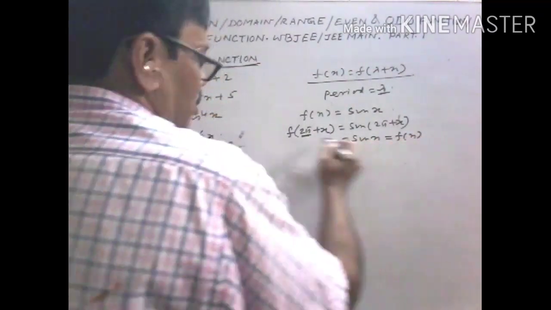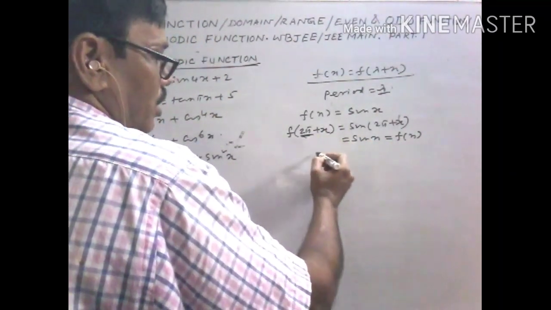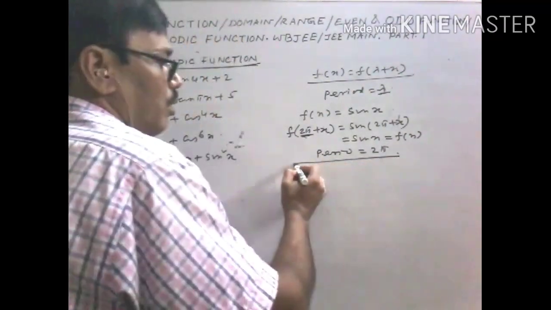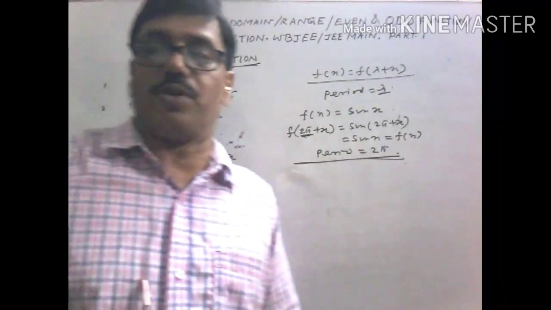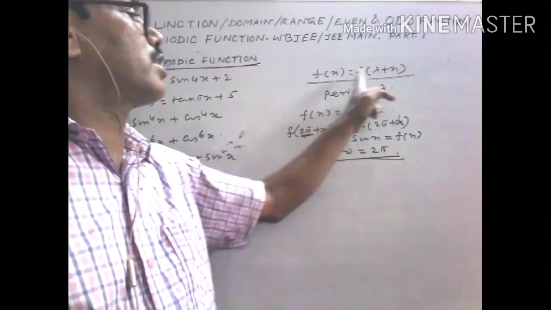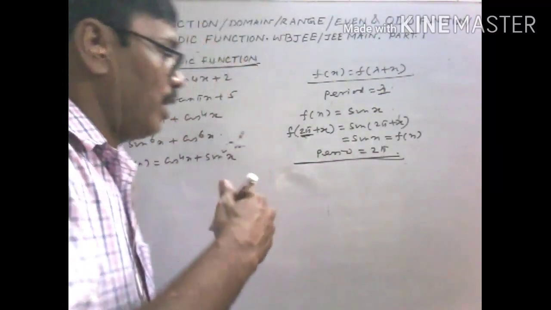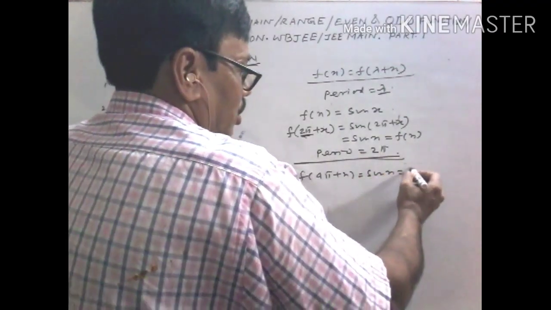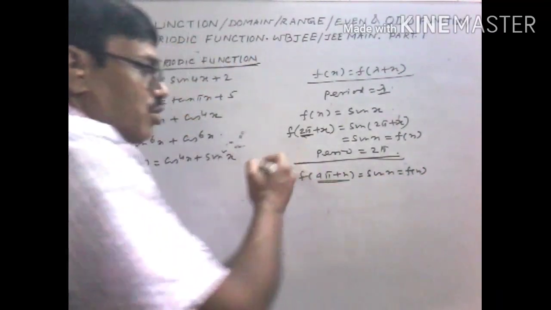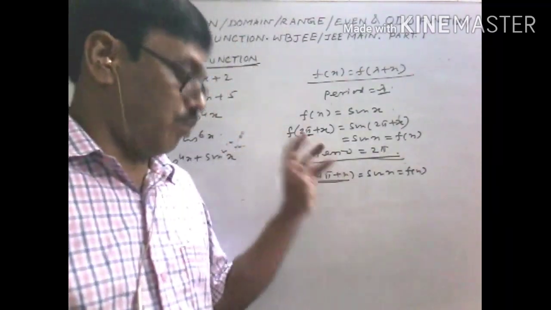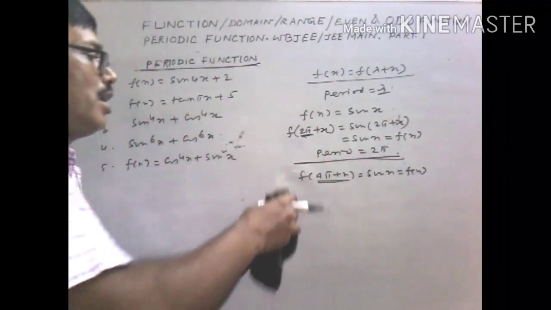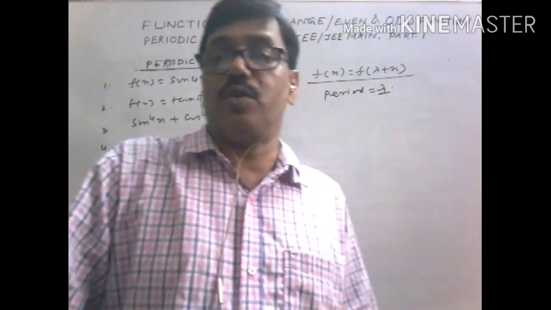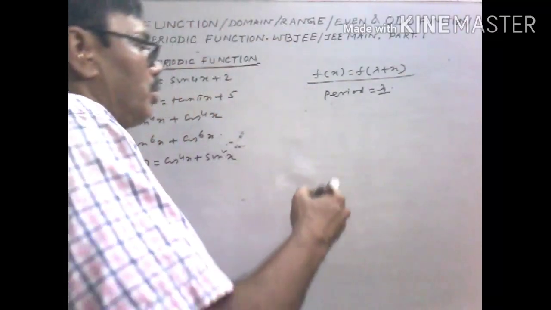So this is sin x, this is f(x). So lambda equals 2 pi, so period equals 2 pi. From the definition, a function f(x) is said to be periodic of period lambda if f(x) equals f(lambda plus x). Look, f(4 pi plus x) is also sin x. In this case, we take the least of it. The period is 2 pi. So the period of sin x is 2 pi. Similarly, tan(pi plus x) is tan x, so that is why the period of tan x is pi.